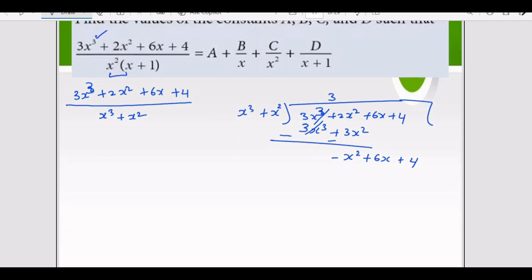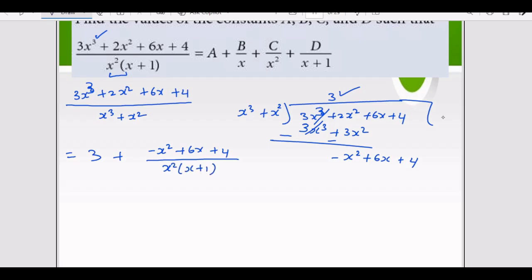So I can rewrite this one here. So this is 3, we got 3 here, 3 plus, then we have negative x squared, that is the remainder, plus 6x plus 4 over the divisor x cubed plus x squared. It can be written again in the previous form as x squared into (x + 1).